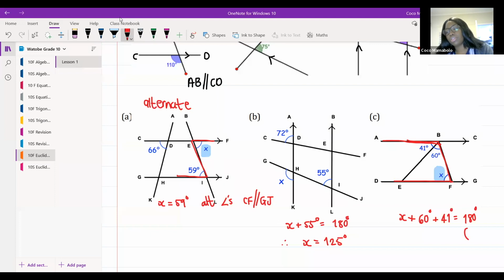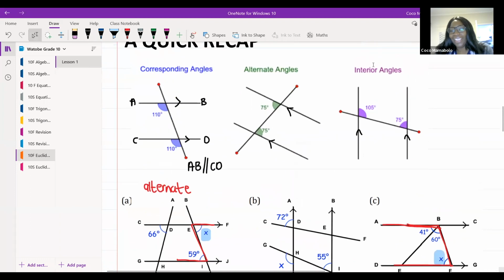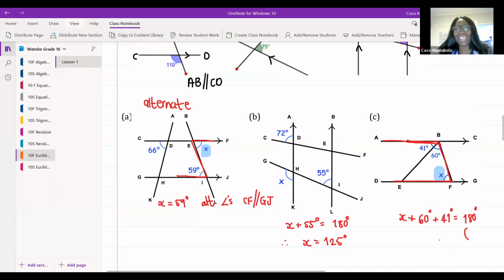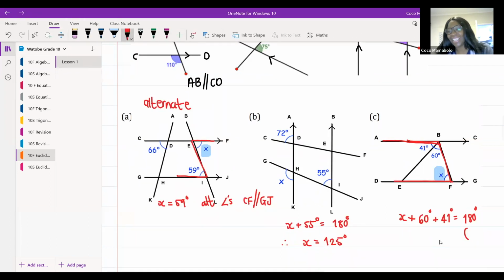Co... Ishmael, the last one. Did you forget the name? There it is. Co-interior angles. Good. Co-interior angles. That's the name I'm looking for. Excellent. So this one is co-interior angles.